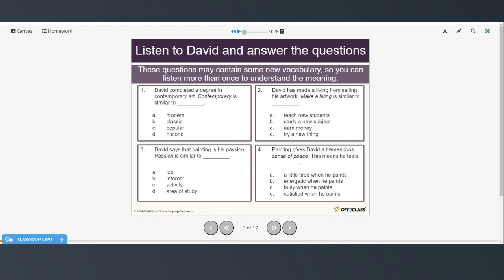Okay, so David completed a degree in contemporary art. Contemporary is similar to modern. David has made a living from selling his artwork. Make a living is similar to earn money. David says that painting is his passion. Passion is similar to interest. And painting gives David a tremendous sense of peace. This means he feels satisfied when he paints.